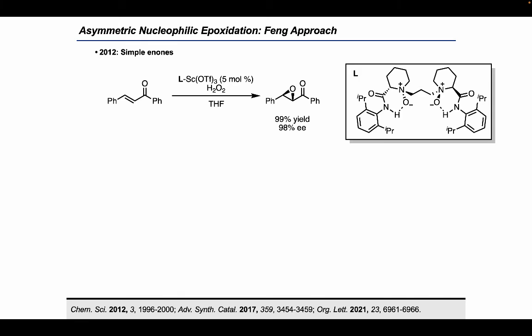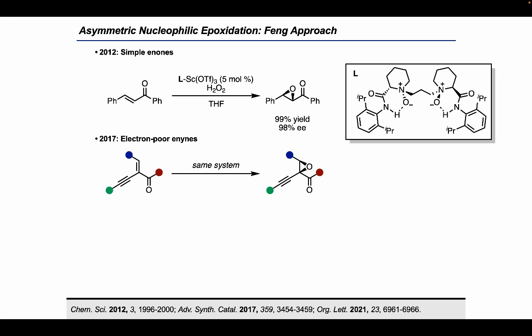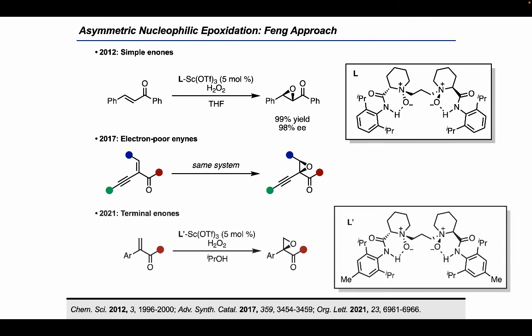Let's have a quick look at some highlights from that group now. In 2012, the group showed that chiral N,N'-dioxide ligands, when used in combination with scandium triflate, are capable of allowing enantioselective nucleophilic epoxidation on simple enones with H2O2. The chiral ligands used in this reaction have also been employed by the same group in a wide variety of contexts in asymmetric catalysis. In 2017, the group demonstrated that this system is also suitable for the asymmetric epoxidation of electron-deficient enynes, and in 2021 they used a very similar system to carry out asymmetric epoxidations on terminal enone substrates.